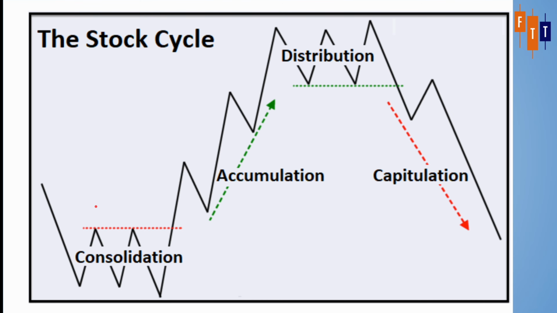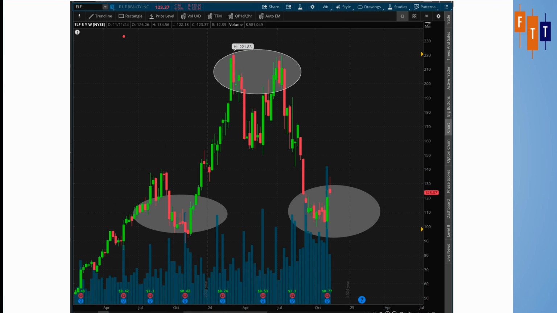Now in the stock cycle, we have a consolidation period, it breaks a high, and then it starts to accumulate, and then we distribute, and then we come back down to capitulation, and then we start over again and we consolidate. And this is sort of the overall stock cycle of how stocks move and how the auction place moves. This is just an example I pulled up.